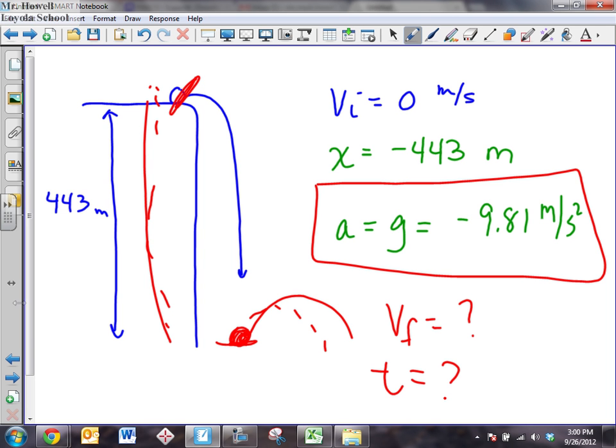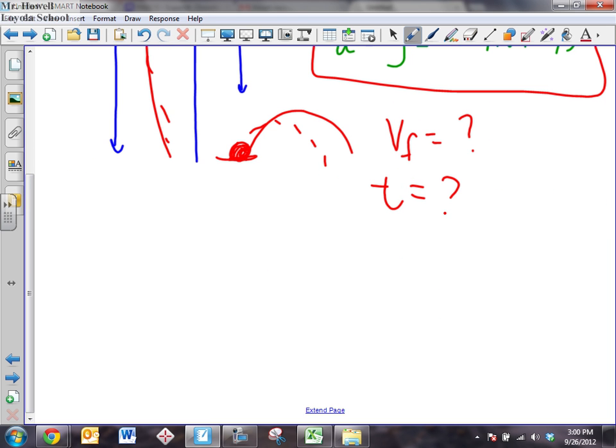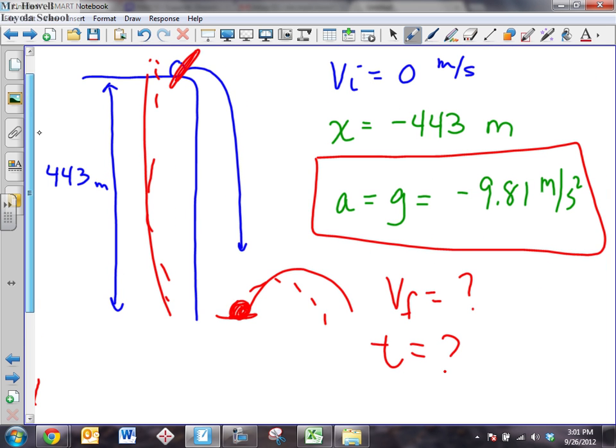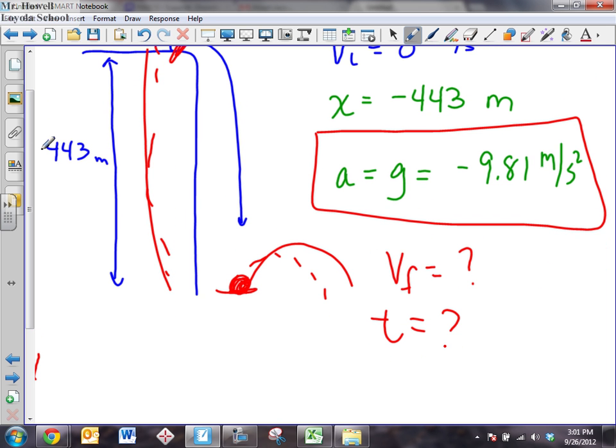Hunter, tell me what equation I'm going to use here. Wouldn't use that one. And A is delta V over delta T. We don't have time here. Think about your other kinematic equations. Oh, VF squared equals VI squared plus 2AX.